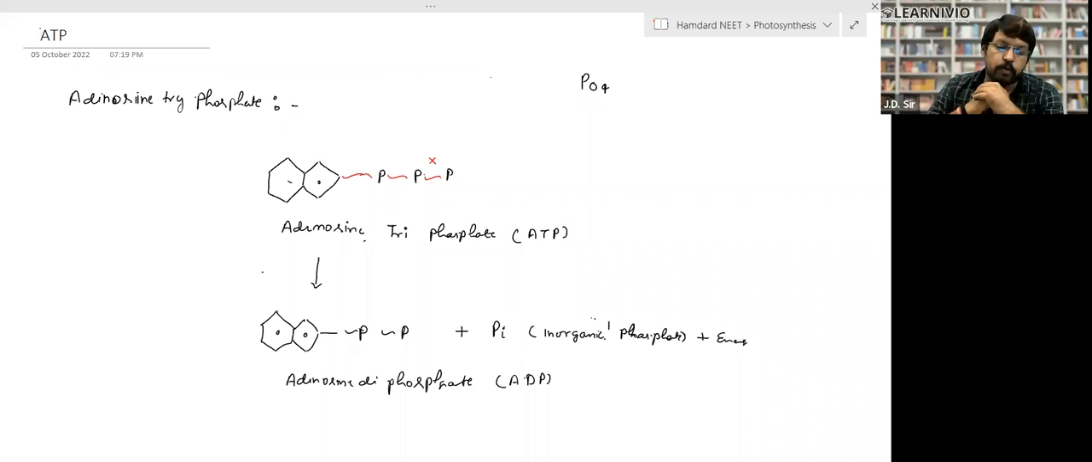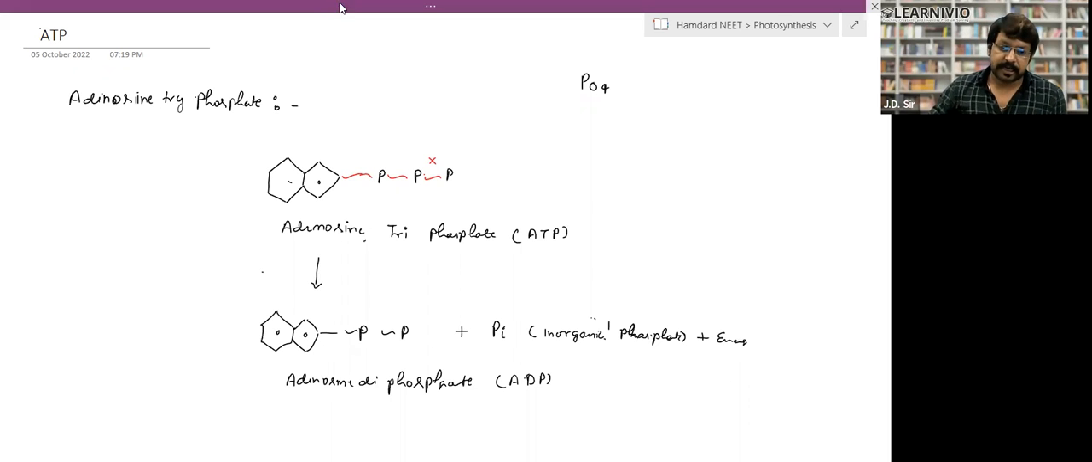Okay, there was one more question which you asked, that how does it break down? ATP breaks down into ADP with the help of an enzyme. That is called ATPase enzyme. There is an enzyme which helps to break down ATP into ADP. That's how the energy is released. And the name of that enzyme is ATPase enzyme.